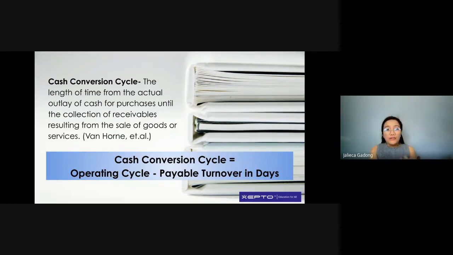Again, you can go back to the other parts of this video in order to listen one more time to the formulas as well as the definition of the cash conversion cycle. However, I have provided a summary for a quick reference on these formulas.